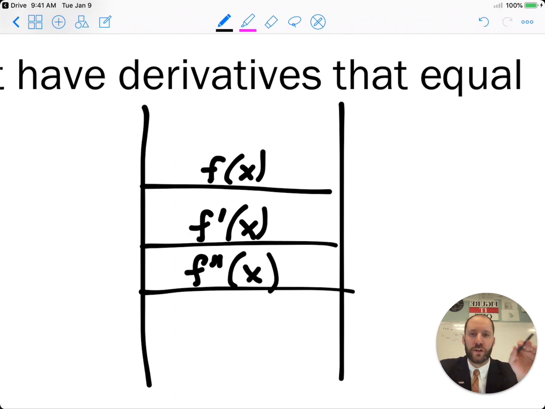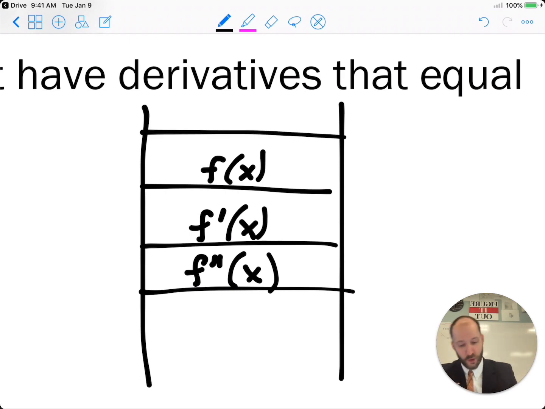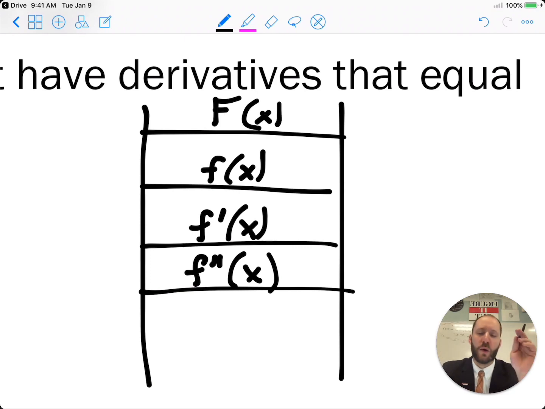Well, so far in the first semester, we only moved down the ladder. Well, now with antiderivatives, we can move up the ladder. So you can go from f double prime to f prime, from f prime to f. From f, you can go up to big F of x. Now, we won't see that notation very much, but if you do, now you know, okay?